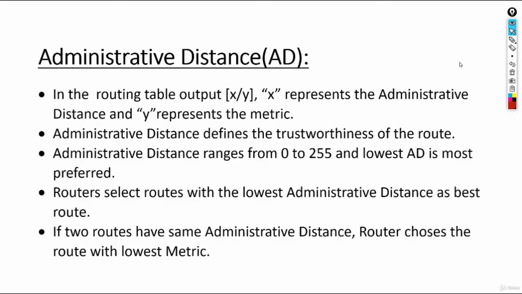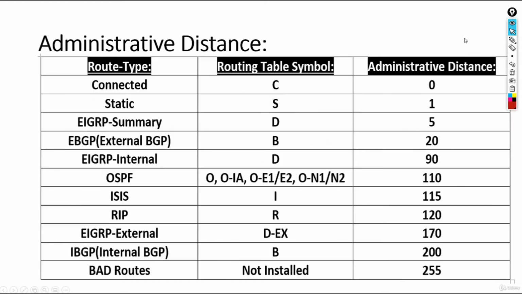The range for administrative distance is 0 to 255. The lowest is 0, the highest is 255. Also remember, the lowest administrative distance is preferred, and routers select the route with the lowest administrative distance as the best route. Suppose two routes have the same administrative distance, meaning they are learned from the same protocol, like OSPF. Then the router chooses the next number, which is called the metric. The lowest metric is preferred. So remember, the lowest administrative distance is always preferred. If the administrative distance is the same, the next criterion is the lowest metric.